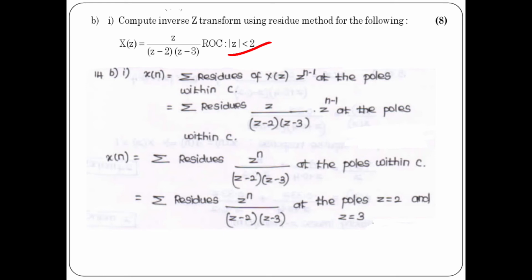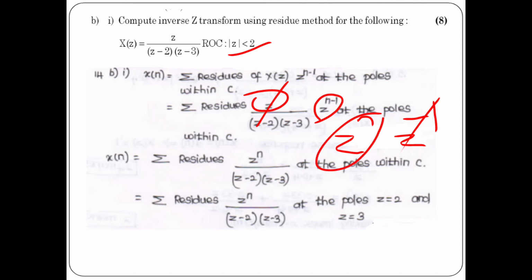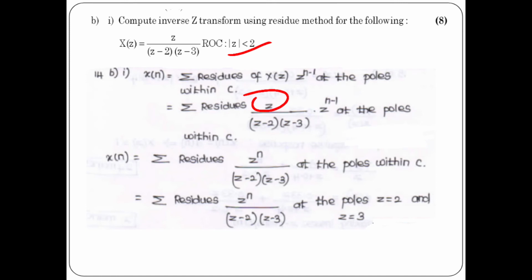Okay, so Z power n minus 1, in the numerator you have Z. This we can write as Z power n into Z power minus 1. So Z power minus 1 and Z will get cancelled, and you will get Z power n in the numerator. So Z power n divided by (Z minus 2) into (Z minus 3) at the poles within C. So what are the poles here? Z equal to 2 and Z equal to 3.